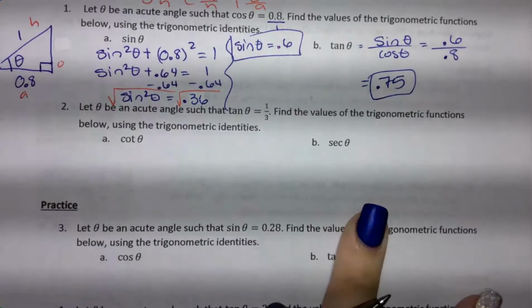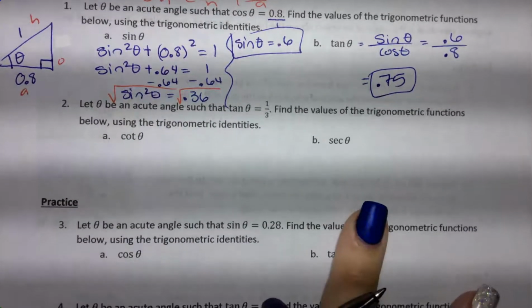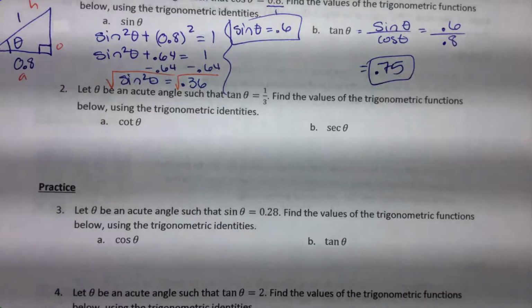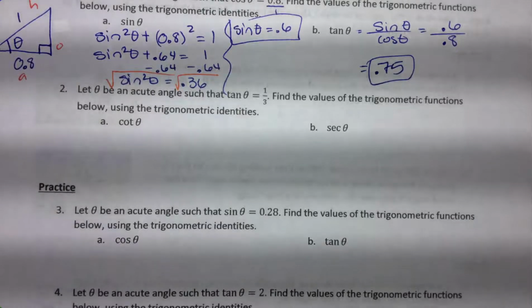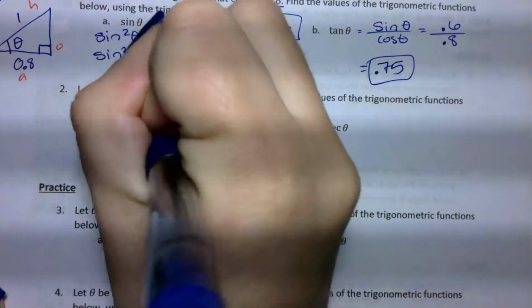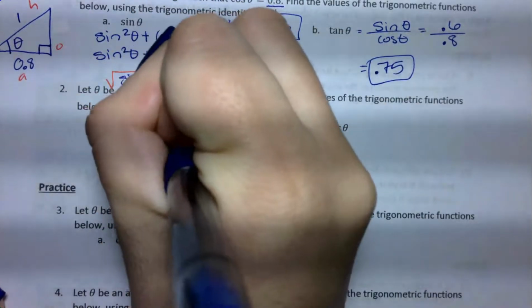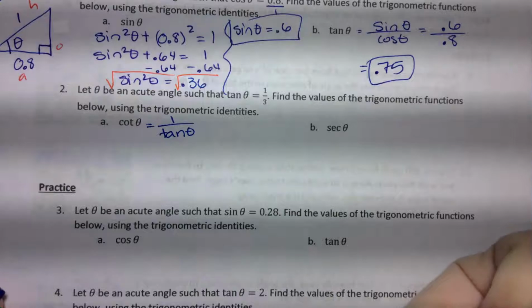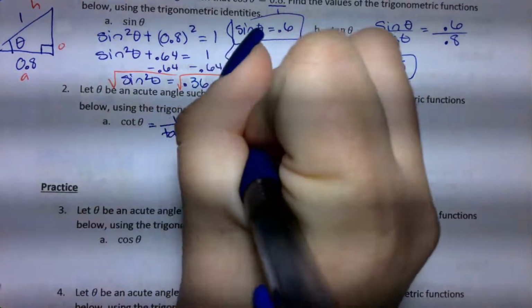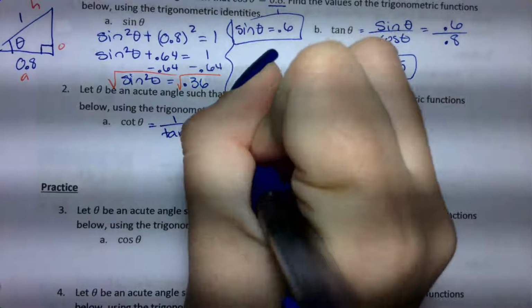So same idea for number 2. It tells me the tangent of theta is 1/3, and it wants me to find the values of the trig functions using trig identities. So cotangent is the reciprocal of tangent. Then I want to go ahead and plug in. So this is really 1 divided by 1/3.